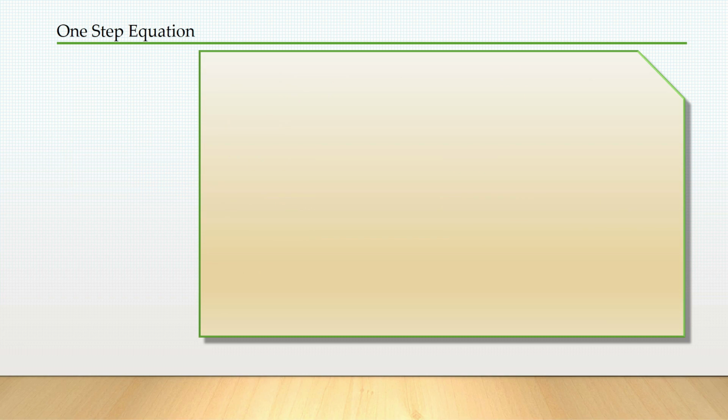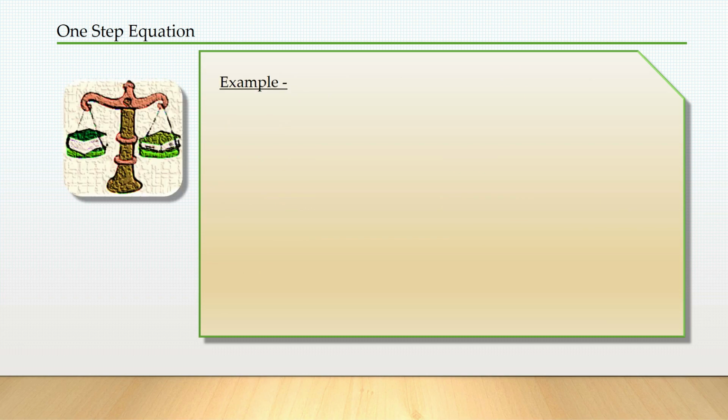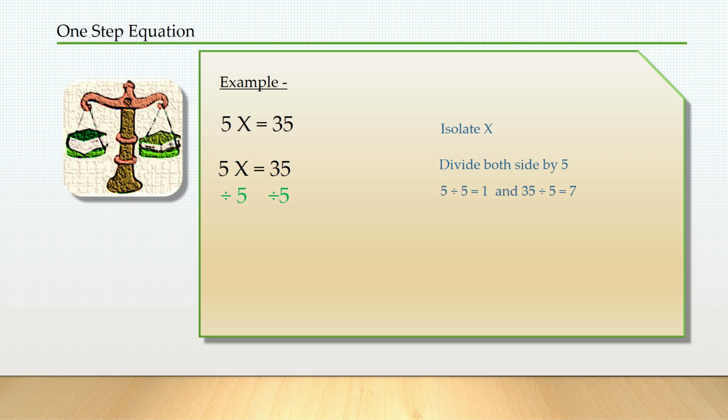Let's take another example: 5x = 35. We have to isolate x. So we will divide the left hand side by 5 and we will divide the right hand side by 5. So 5 divided by 5 is 1 and 35 divided by 5 is 7. So the value of x comes out to be 7.